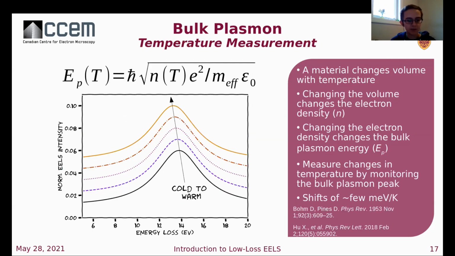In terms of temperature measurements, the bulk plasmon again is sensitive to the valence electron density. The valence electron density is a number of electrons per volume. So if you heat up your material and the volume changes, the valence electron density will also change and the bulk plasmon peak will shift. If we heat it up, we reduce the density, so the volume is expanding, the number of electrons is assumed to be the same. Potentially that could also change, and your bulk plasmon will shift to lower energies.